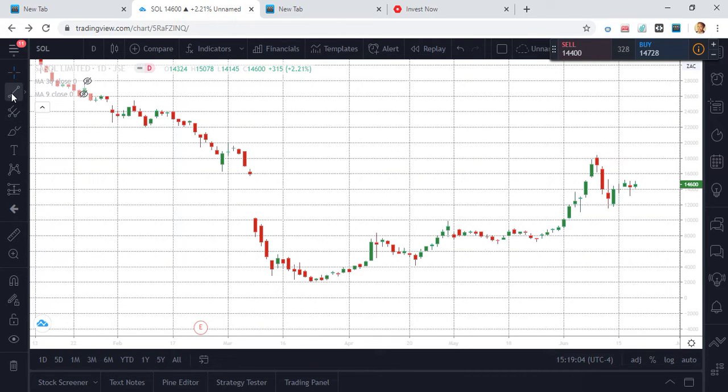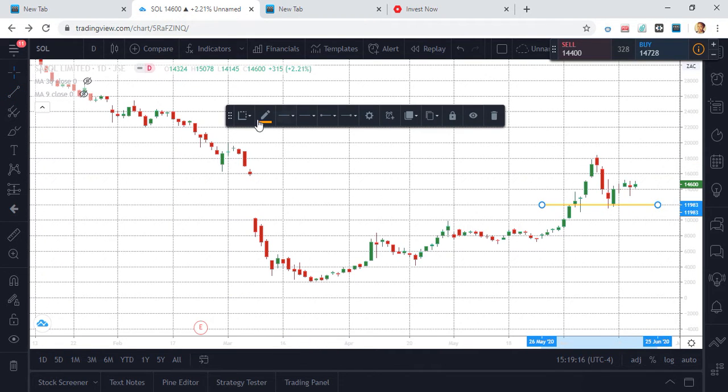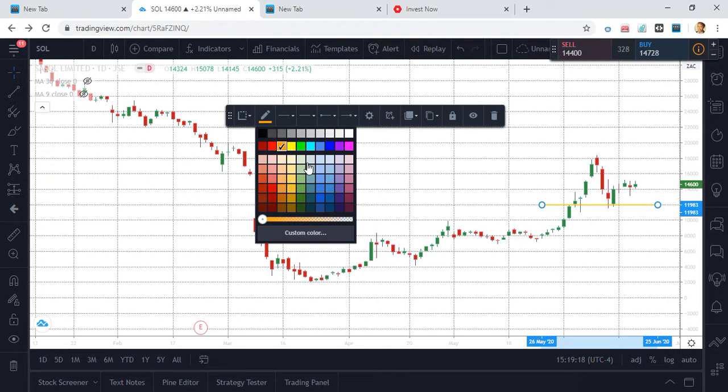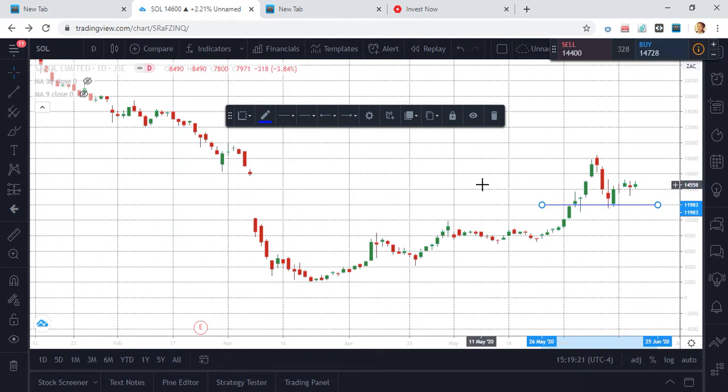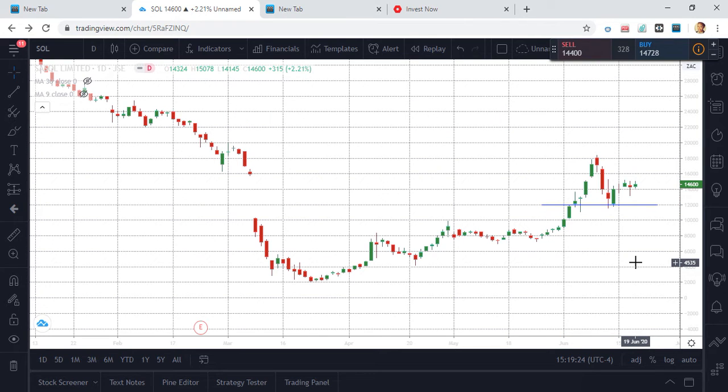I currently have Sasol on the chart. If we look at this, if I draw a line here, okay, let's change the color, make it more visible. Okay, it looks better. So you can see Sasol came up there, and then it reversed, and now it's bouncing on this blue line. So that means we have a strong support on this line.